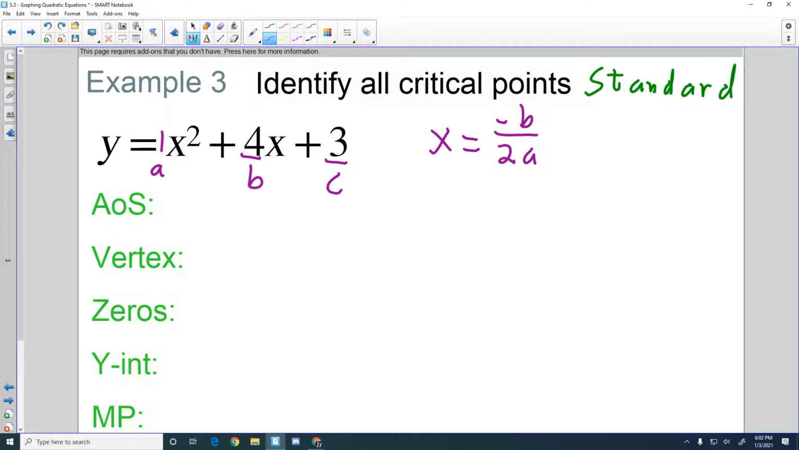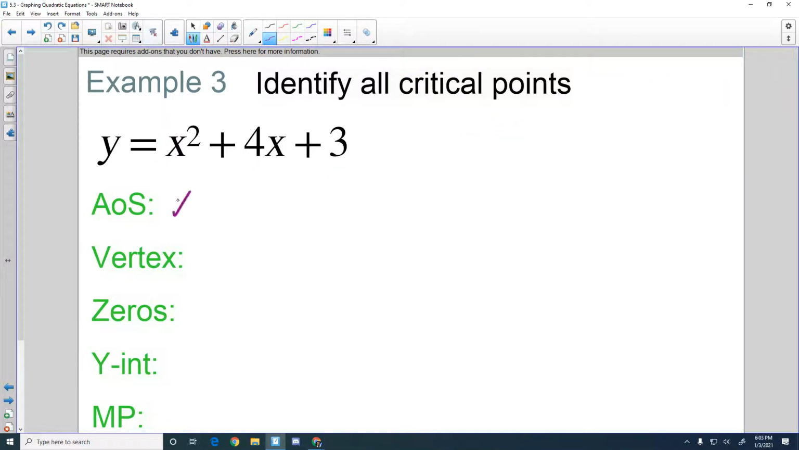And so x equals negative b over 2a. Well, b is a 4, so I'm going to write this as negative 4 over 2 times a, and a was a 1. So this is negative 4 over 2 times 1, which is just a 2. So negative 4 divided by 2 is negative 2. So then the axis of symmetry is at x equals negative 2.